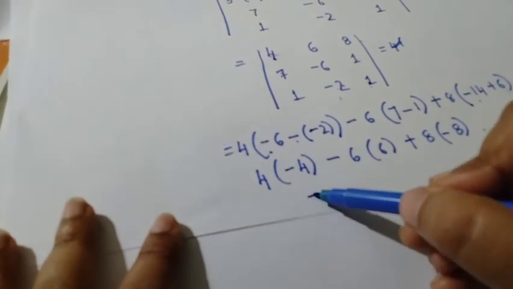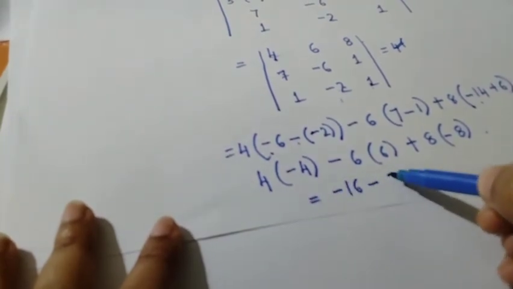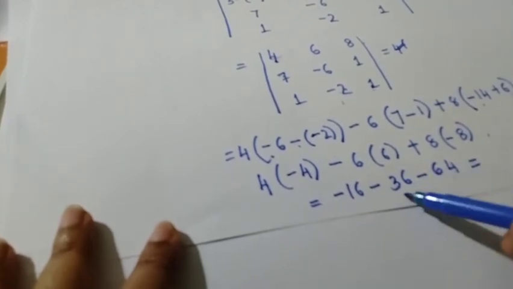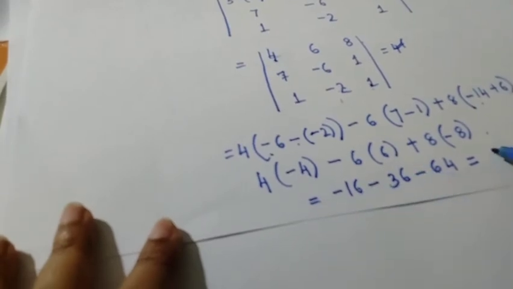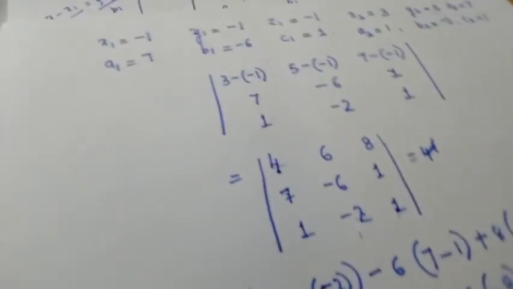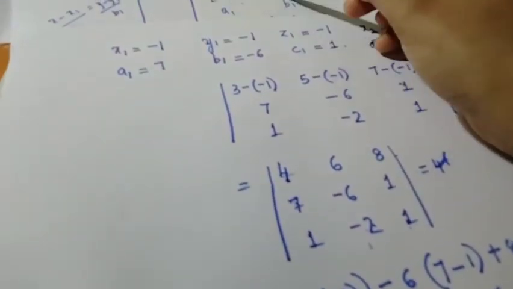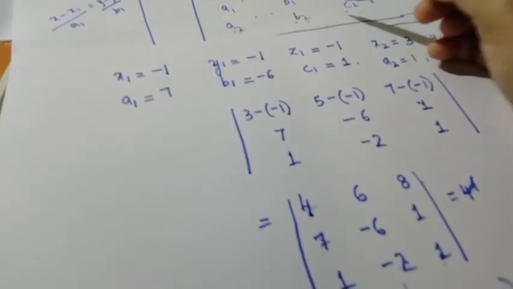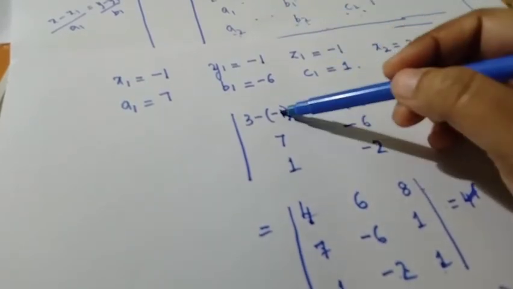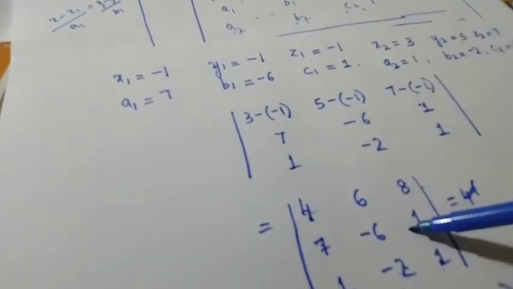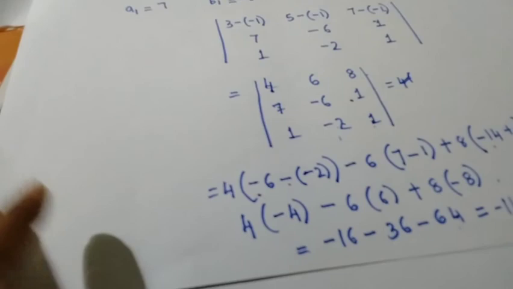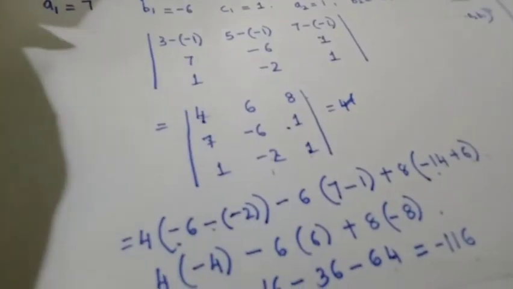So this is equal to minus 16 minus 6 sixes are 36 minus 64. This is equal to 64 plus 36 is 100. 100 plus 16 is 116, minus 116. So first, using the formula x2 minus x1, y2 minus y1, z2 minus z1, a1 b1 c1, a2 b2 c2, we substituted the values, it gave the determinant, and solving the determinant value I am getting the value as minus 116.